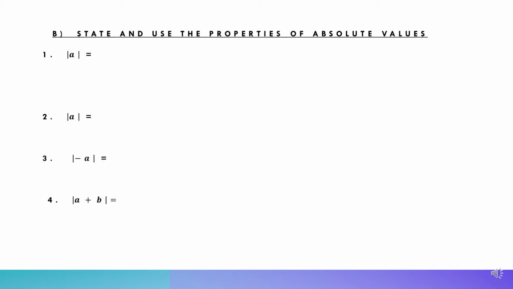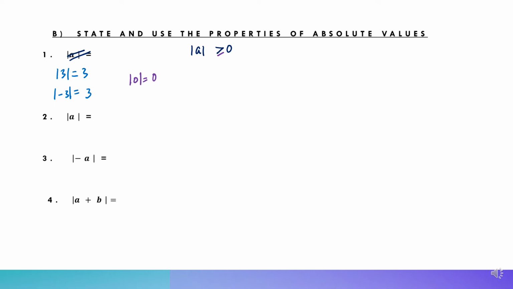Now we will talk about the properties of absolute values. For number 1, modulus A must be positive. Say for example, modulus 3 will always be 3. Modulus negative 3 will also always be 3. So it will always be positive. And another example, modulus 0 is 0. So I have modulus A to be greater than or equal to 0. It must always be positive, and it also can be equal to 0.